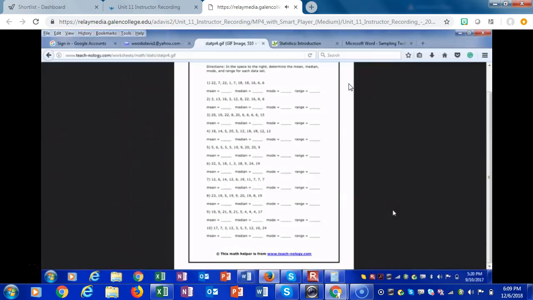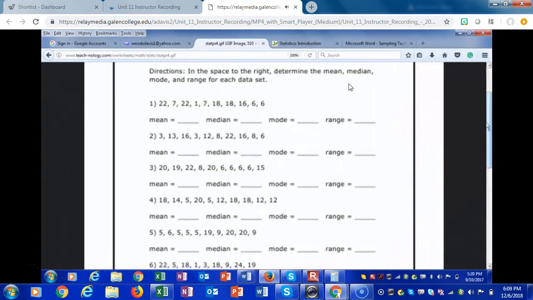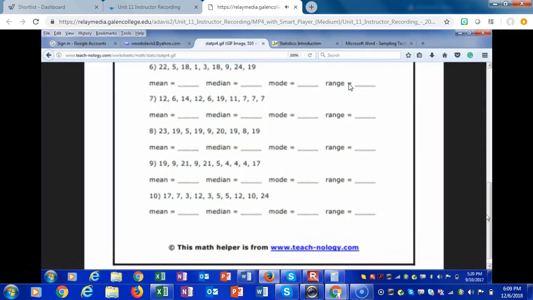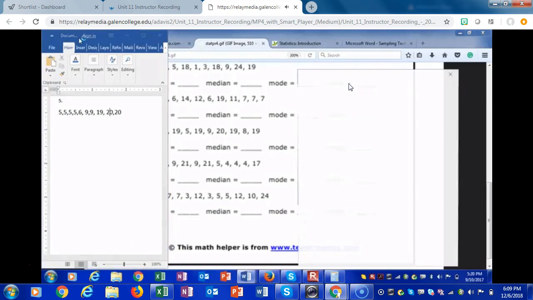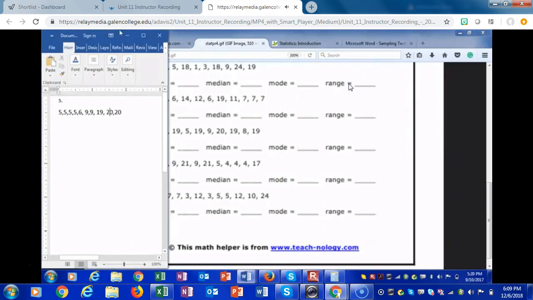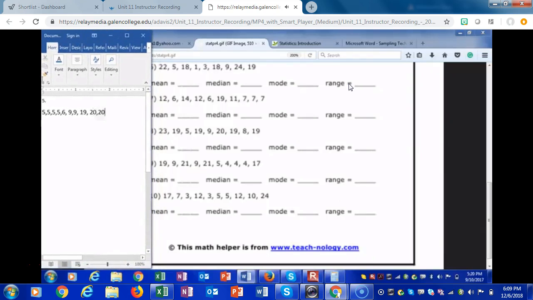All right, so we're done with 5. Let's go to 6. For number 6, let's line them all up. And this is number 6. So the first number we have is 1. The next number we have is 3. And then 5. 1, 3, 5.